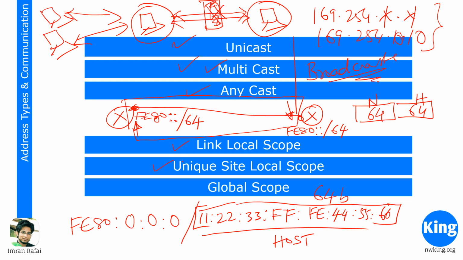Next we have the unique site local scope. Unique site local scope can be compared to our private IP address. We had a private IP address 192.168.1.1, right? Private IP address and public IP address. The reason we needed private IP and public IP was because of the invention of a technology called NAT, like we discussed. Unique site local scope is a scope that gives a private IP address.